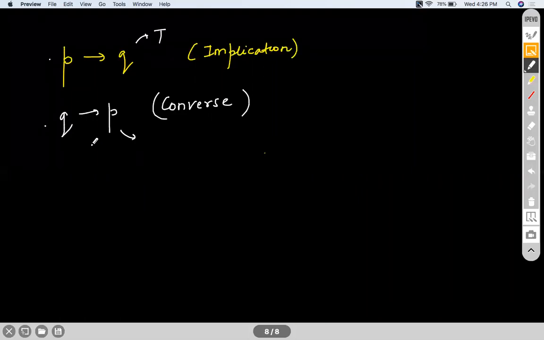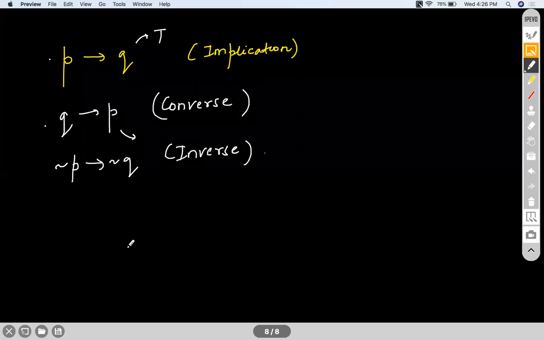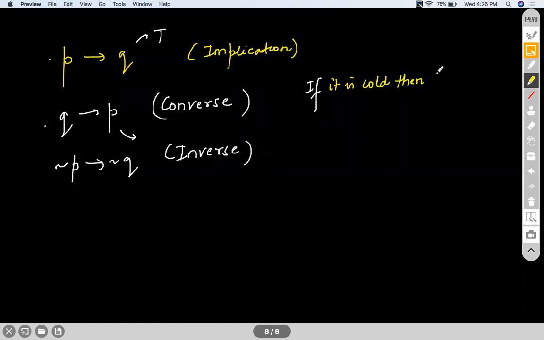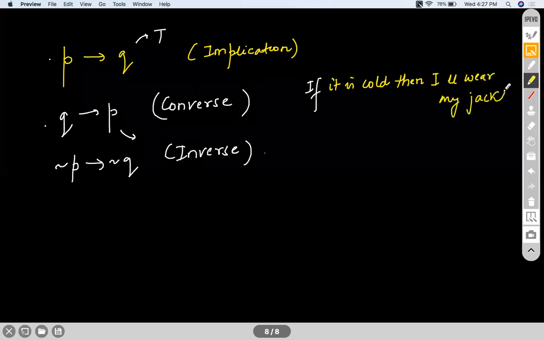Next type of statement which you'll come across is something which we call inverse, which is like if not P, then not Q. This is called the inverse of the implication. Let me give you an implication. You tell me what is the inverse of it. If it is cold, then I will wear my jacket. Tell me, what is the inverse of this statement? Tell me, what is the converse also?